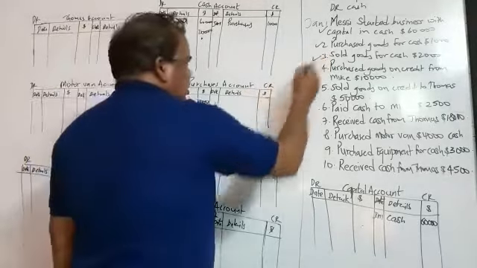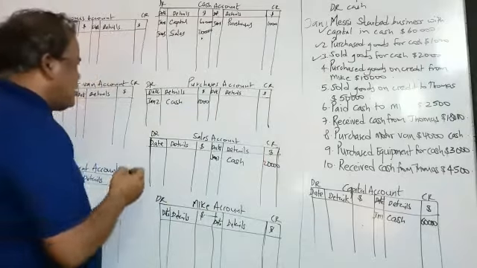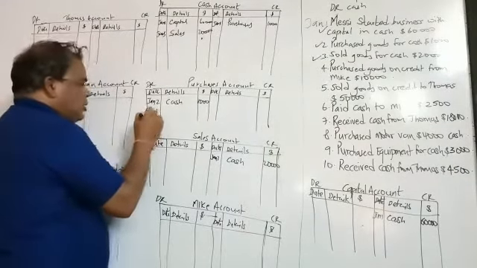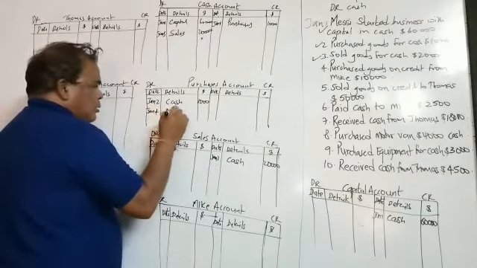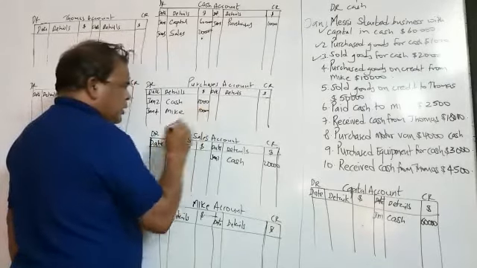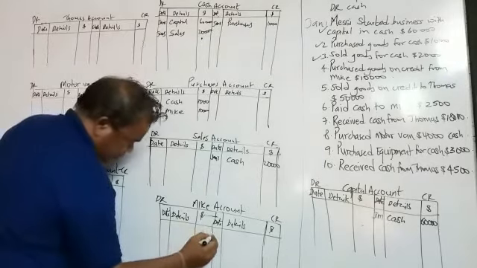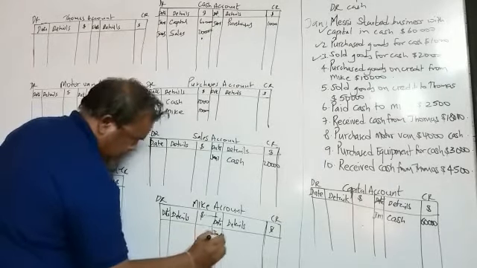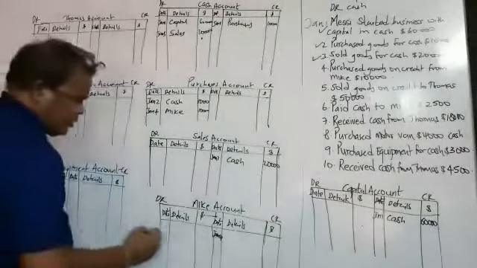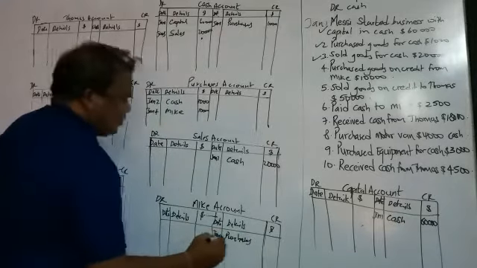Then January 4, purchase goods on credit from Mike. Debit purchases, January 4, debit purchases, we write down Mike, 10,000. Then we record in Mike's account on the credit side, January 4, we write down purchases, $10,000.